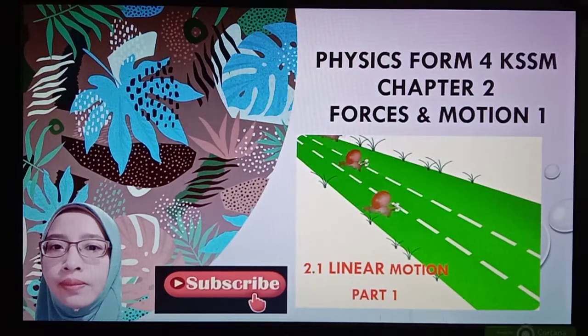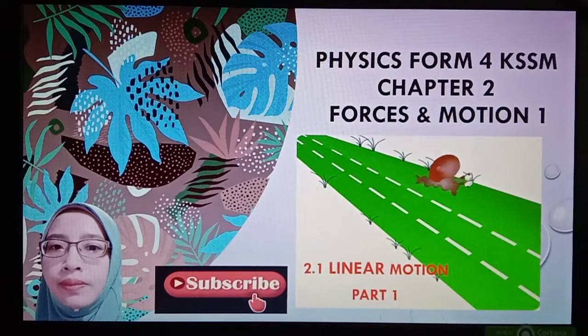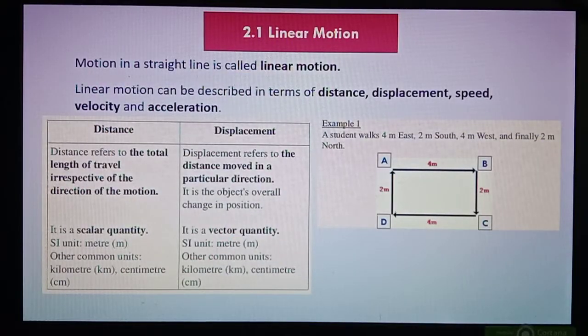Today we continue Physics Form 4 KSSM, Chapter 2 Forces and Motion 1 on topic 2.1 Linear Motion, Part 1. When we talk about linear motion, the word linear means straight line. So linear motion is a motion in a straight line.